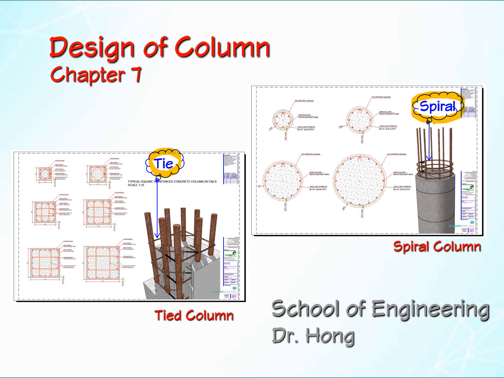In addition to that, tie and spiral in column will protect the main rebar from buckling at time of column failure. So that in seismic area, the role of tie and spiral are very, very important. Another role of tie and spiral is to keep the concrete debris, crushed concrete, within them, and it will give increase in ultimate strength of column at time of final failure.